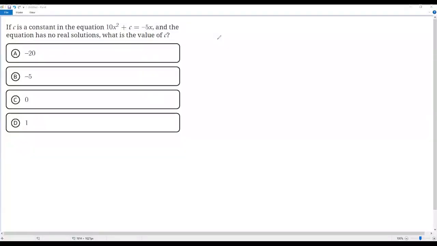Here we have a SAT math question on quadratics. Okay, let's go over the question. If c is a constant in the equation 10x squared + c = -5x, and the equation has no real solutions, what is the value of c?